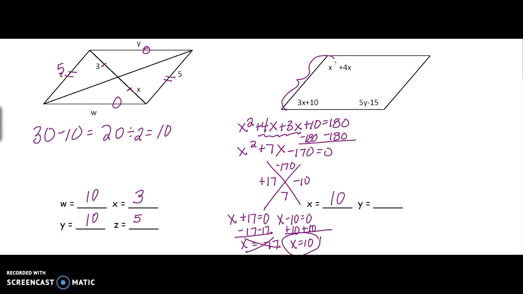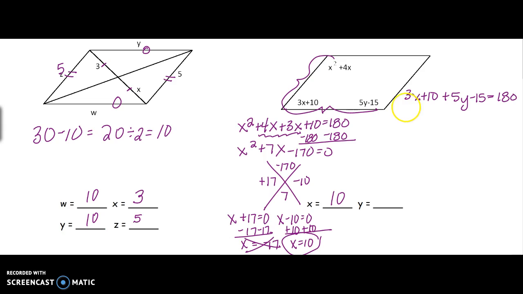Now, in order to solve for y, you could do one of 2 ways. You could say that x squared plus 4x is equal to 5y minus 15 and solve, because opposite angles are congruent. Or you could say 3x plus 10 plus 5y minus 15 is equal to 180 and substitute in that way. I'm going to use that property because we used it before. So 3x plus 10, this angle here, plus 5y minus 15, it's a consecutive angle, which means they're right next to each other. That's going to equal 180.